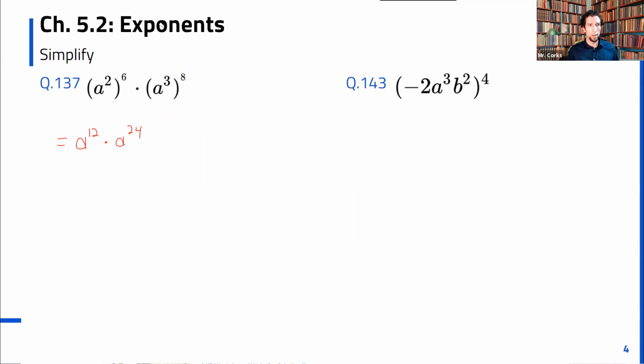Okay, now we have 2 things here. We have different exponents, but the same base, and the bases are being multiplied together. What can we do? We add the exponents. So just 12 plus 24, 36. Done.